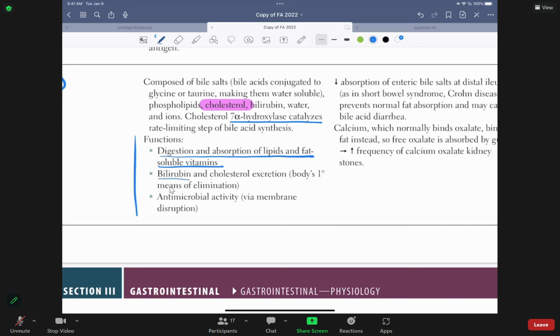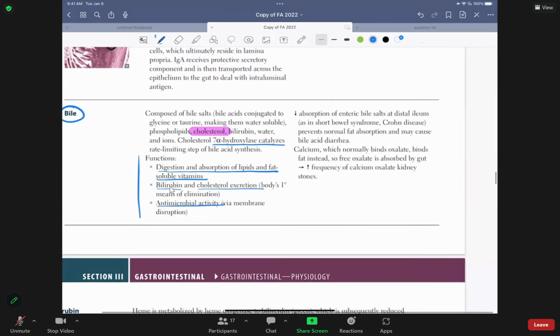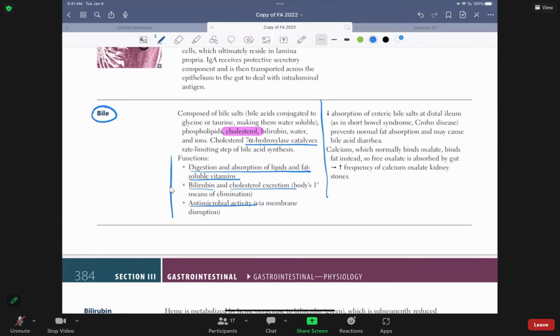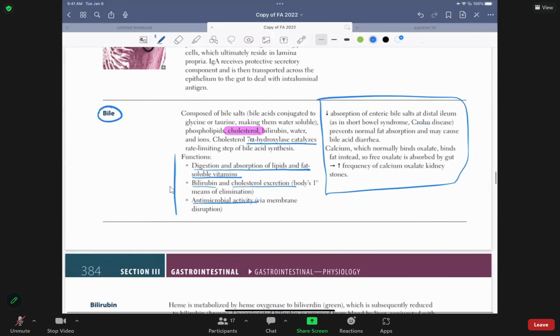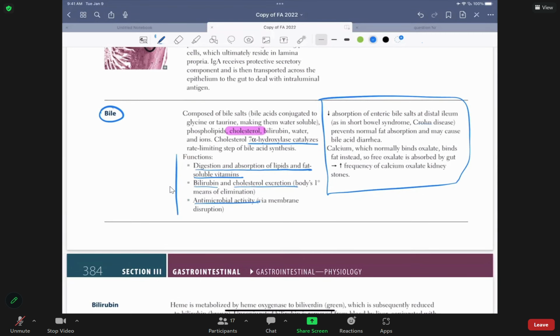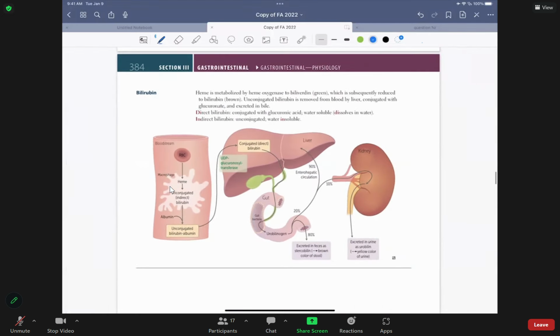Bilirubin and cholesterol excretion. Look at that. We just talked about it. And the last one, antimicrobial activity. So they also help to excrete, folks, okay? This is a disease again on the side. We will come back. We can't talk about Crohn's disease now. Okay. So that's a function of bile. So bile is produced in the liver, goes to the gallbladder, stored, and whenever you need it, they secrete it. Okay. Now, this page, very important.